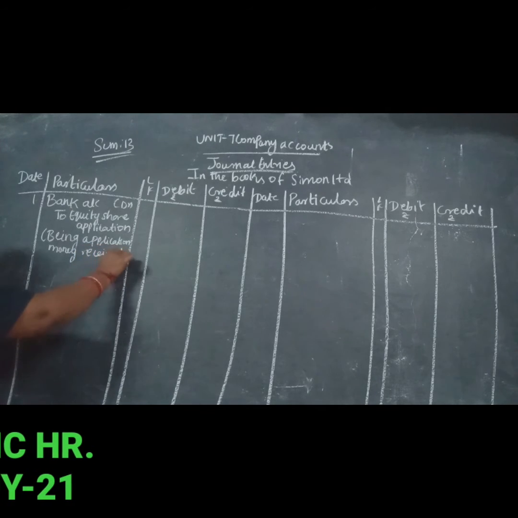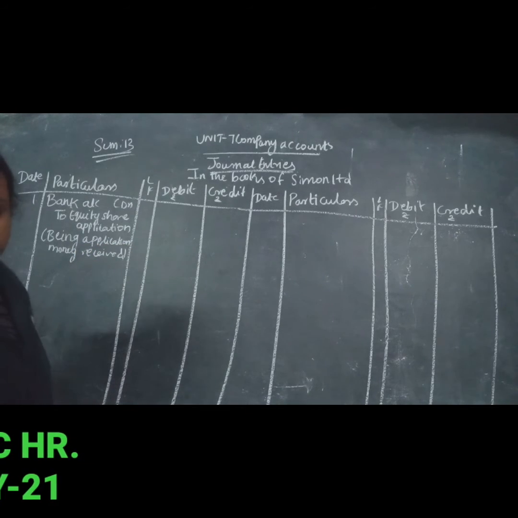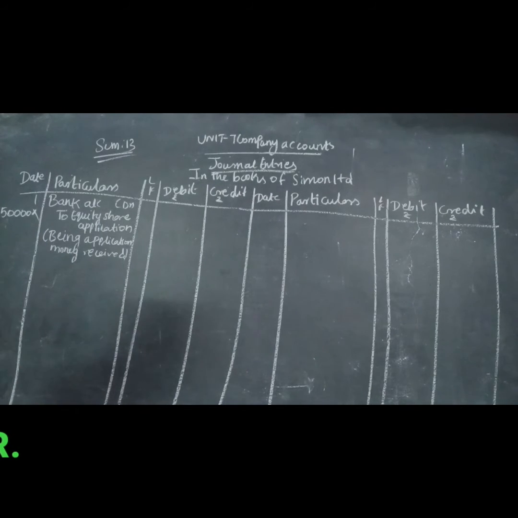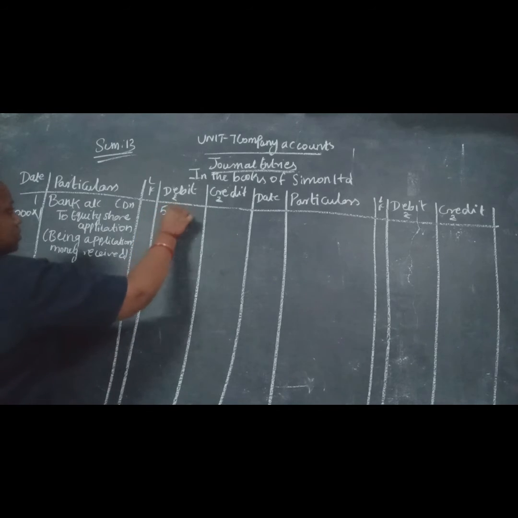So how many shares are issued? Simon Limited issued 50,000 equity shares. So application money is rupees 1, so 50,000 into 1. So the amount is 50,000.